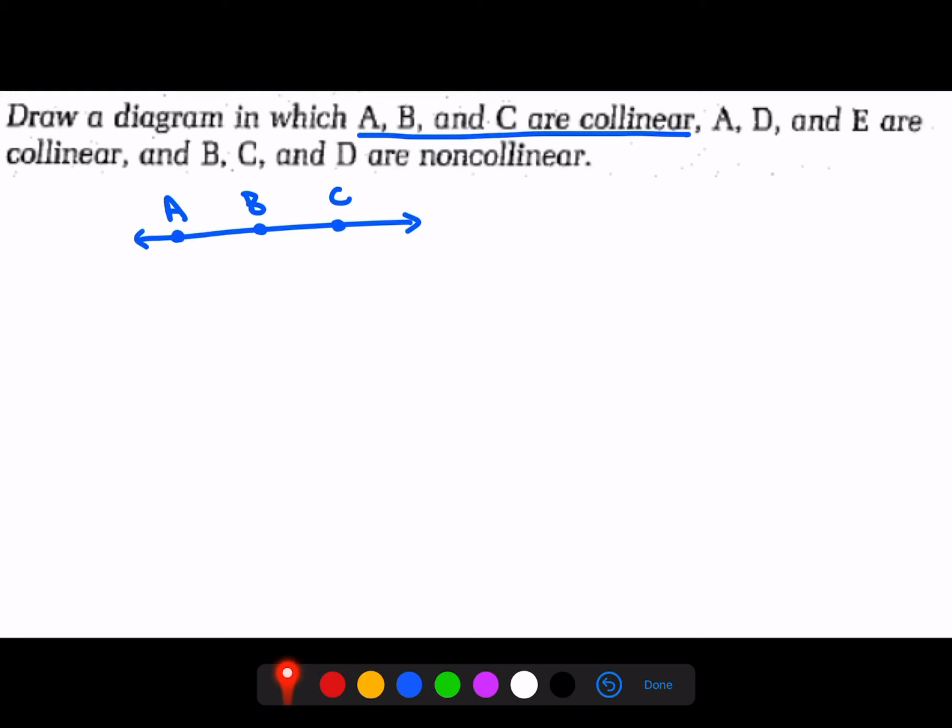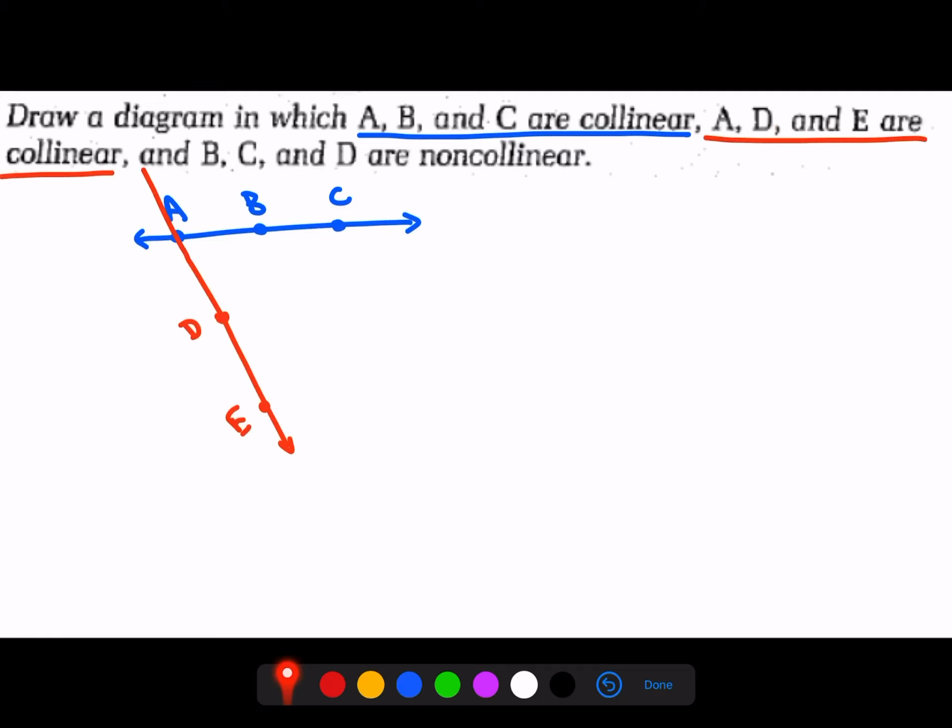Next, we're going to go ahead and draw A, D, and E that are collinear. Now the main thing here is that A is shared. So A is shared by both lines. I'm not going to redraw point A. It's already here. So I need to draw another line with point A on it that also has D and E. So here it is, my red line.